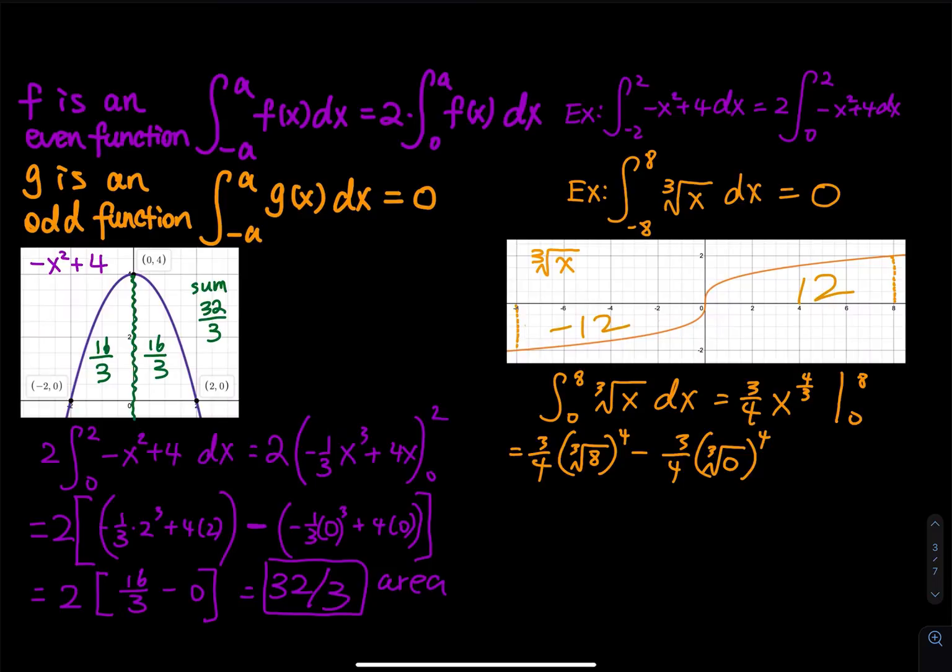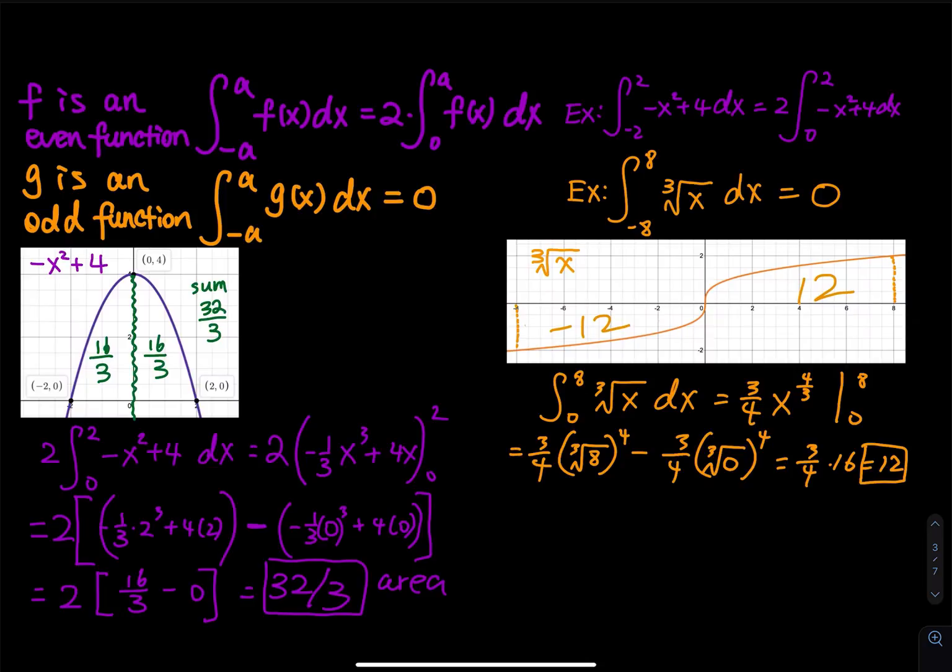So what is that equal to? That is equal to 3 over 4 times 2 to the 4th power, that is 16, and then 4 times 3, that is equal to 12. So that's how I got the 12 right over there.